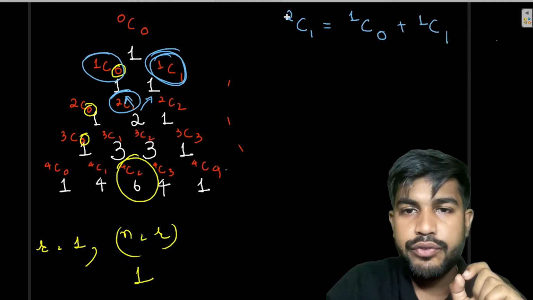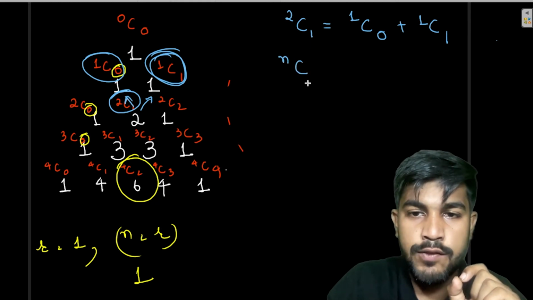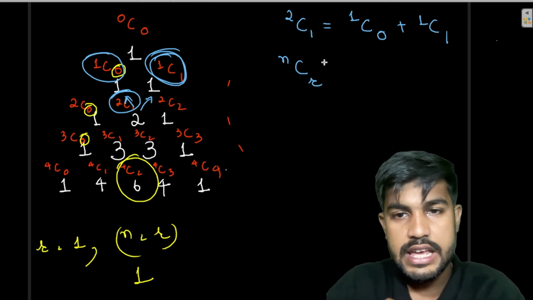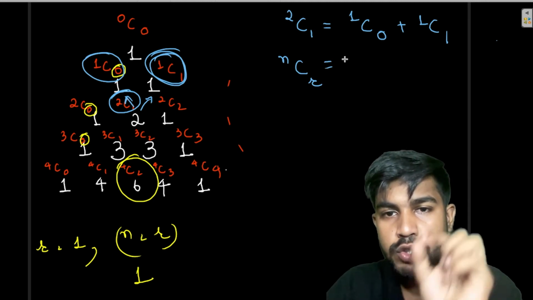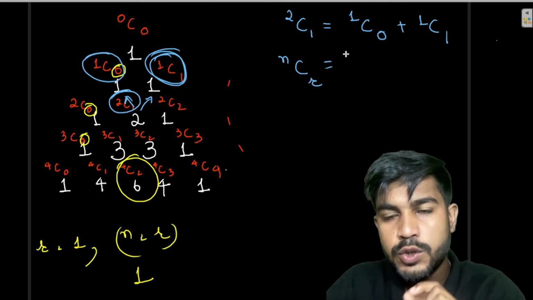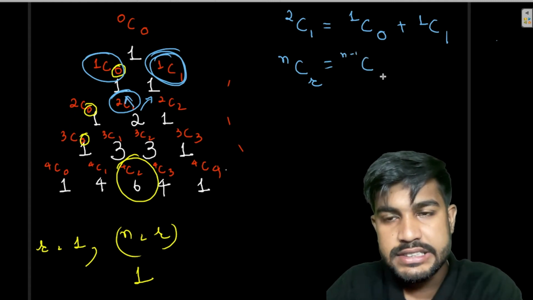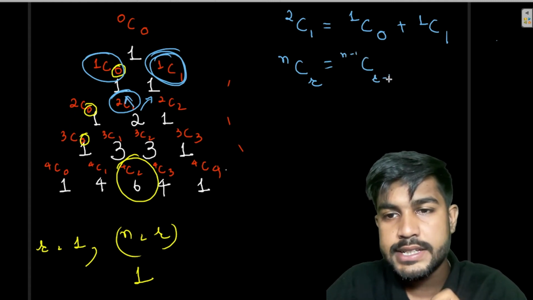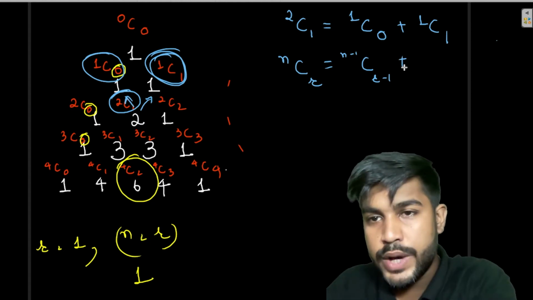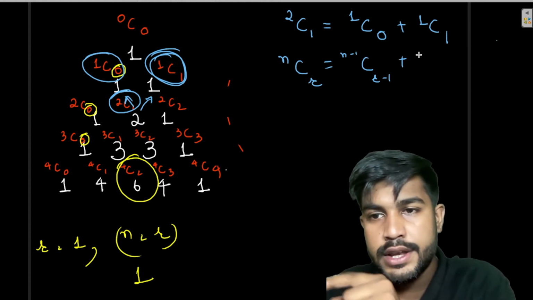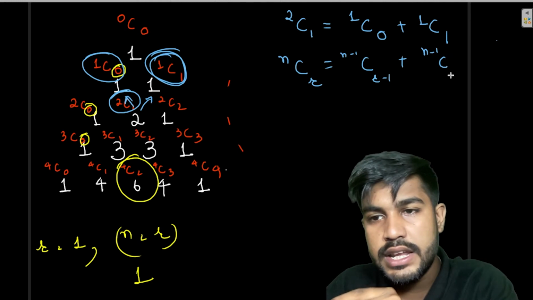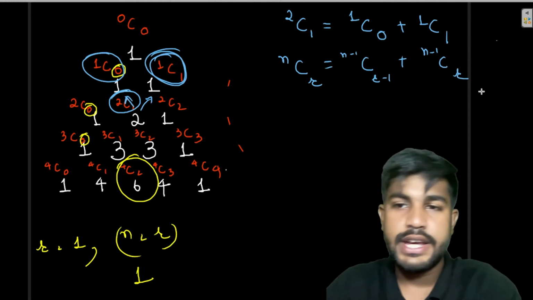So basically if we write 2 in the form of n and 1 in the form of r, because this is nCr, so this would be 2 with 1. So 1 can be written as n minus 1 and 0 can be written as r minus 1. And then this one is 2 and this one is 1. So we can write n minus 1 and r is the same. So we can have this.